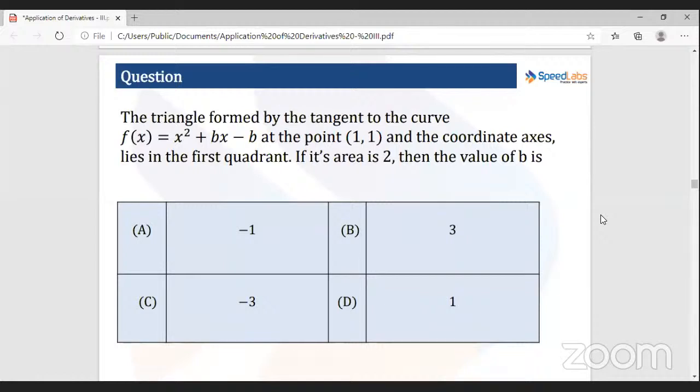Will it form any triangle because the slope is positive? Oh yeah, it will. Okay, then. Yeah, it will. The slope is dependent on b, I think.